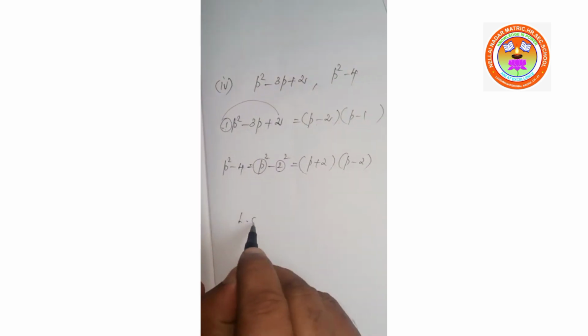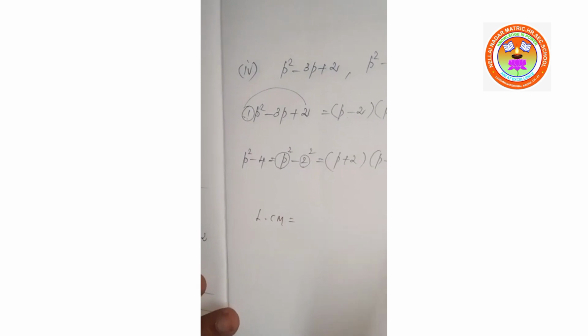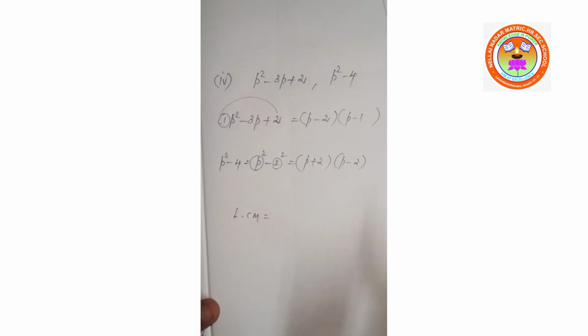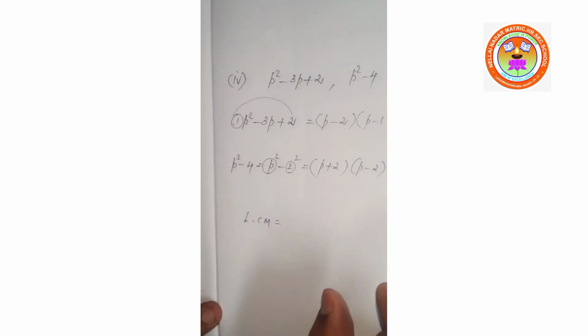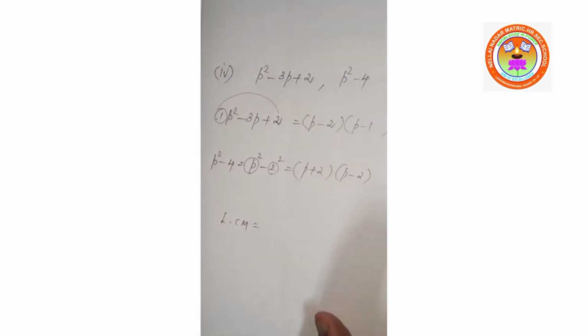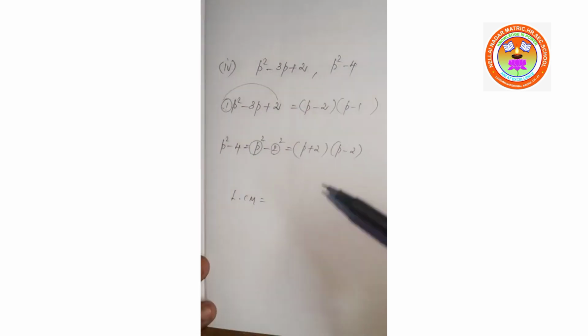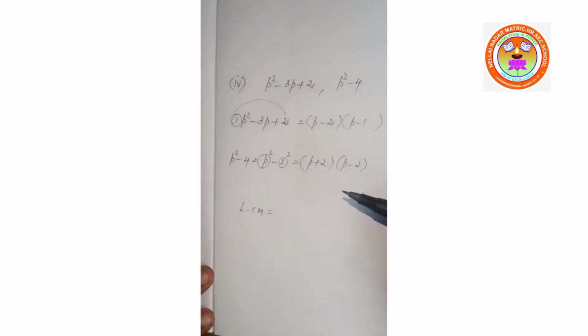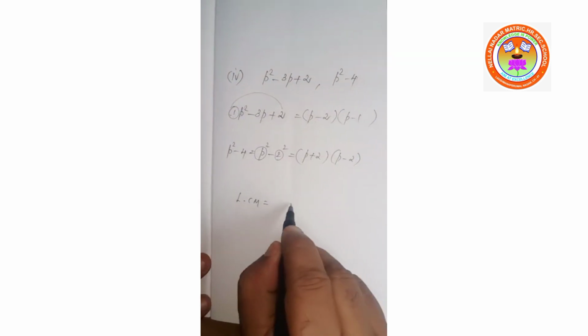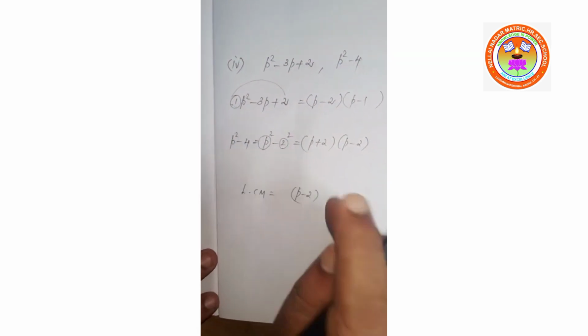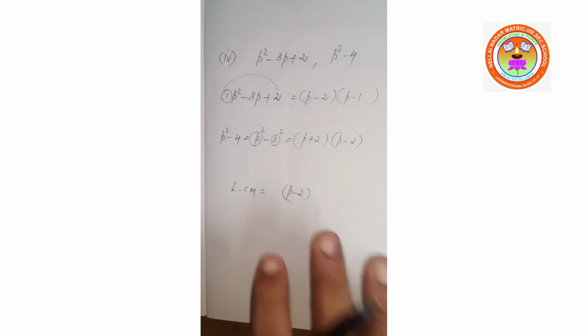Now we can write the LCM. Listen. Suppose you are asked to find the GCD, same procedure only. For GCD, very simple, you just write the common factors. Which one is common? P minus 2. That is GCD. That will be the answer for GCD.